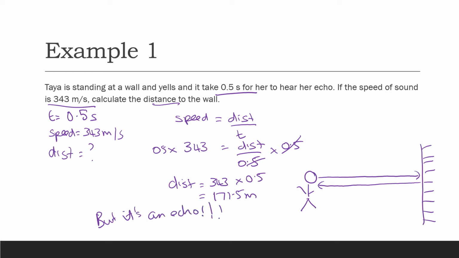That means because it had to travel there and back, the distance is actually 171.5 divided by 2, which means it's 85.75 meters.